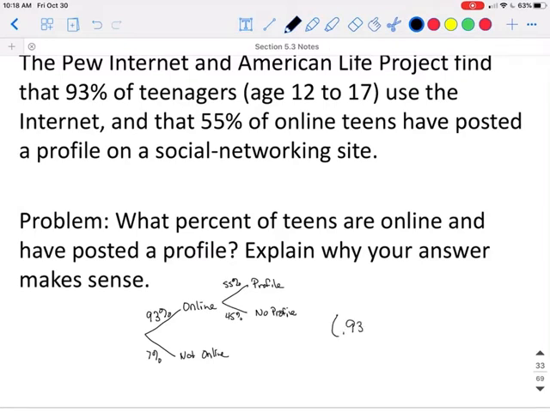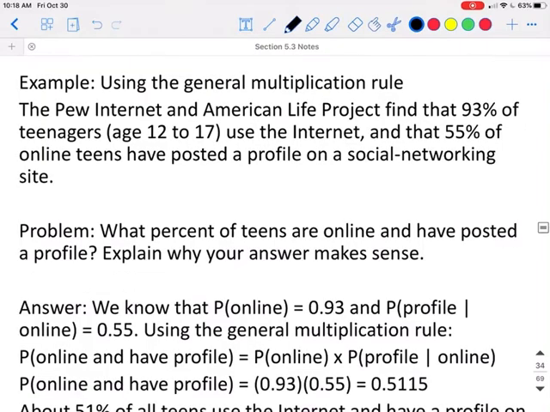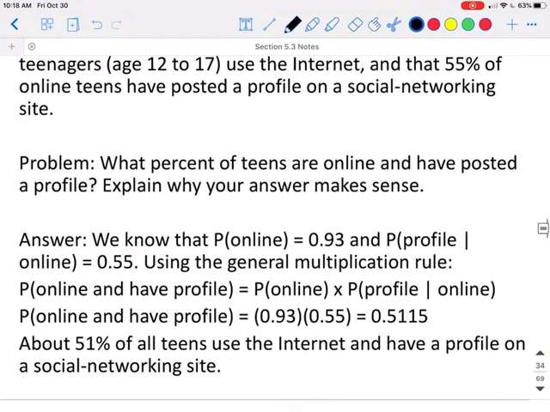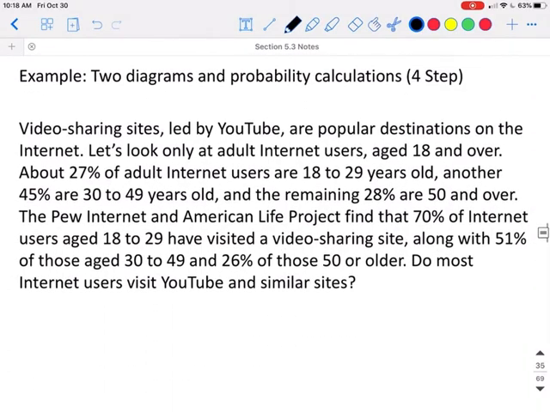So we would take these two probabilities and we would multiply them together, and we would get 0.5115, or about 51% of all teens use the internet and have a profile on a social networking site.